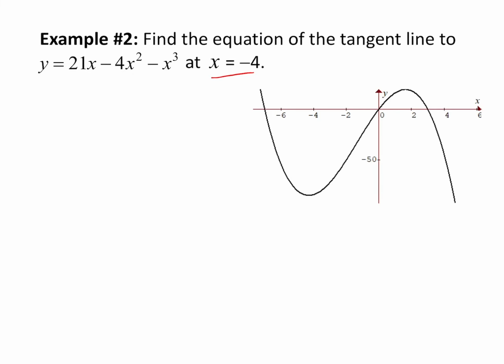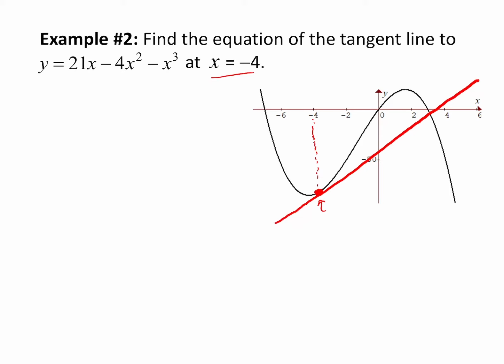So this is what the curve looks like. We have 21x minus 4x squared minus x cubed, and we're looking for the tangent line at x equals -4. So kind of dropping down, our tangent line is going to be at this point, and again, it's going to be a line that just grazes the curve at that point. So it's going to look something like this. It's going to cross it again here over by x equals 3, and that's okay. What we're focused on is this point right here that is just grazing the curve.